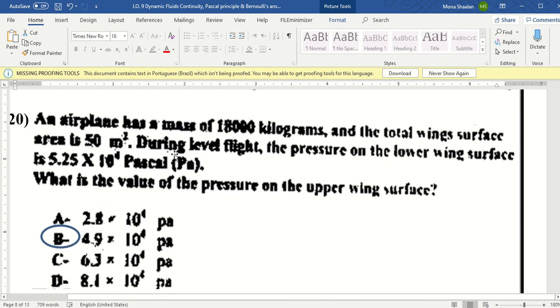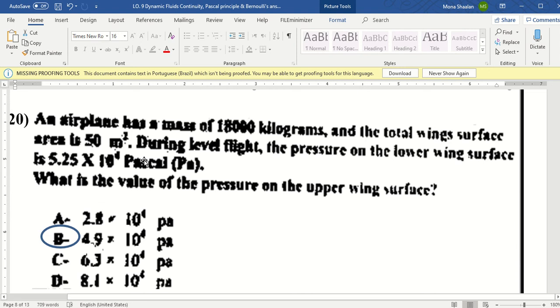An airplane has a mass of 18,000 kilograms, and the total wing surface area is about 50 square meters during level flight. The pressure on the lower wing surface is about 5.25 times 10 to the power 4 Pascal. What is the value of the pressure on the upper wing surface?